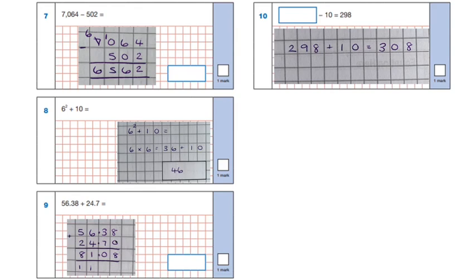So the next question, 6 squared add 10. Just remember, 6 squared does not mean 6 times 2, it means 6 times 6. 6 sixes are 36, and then add the 10, which would give you 46.